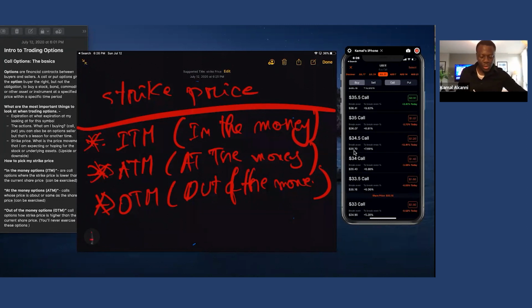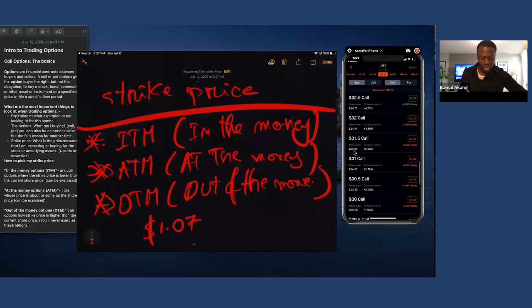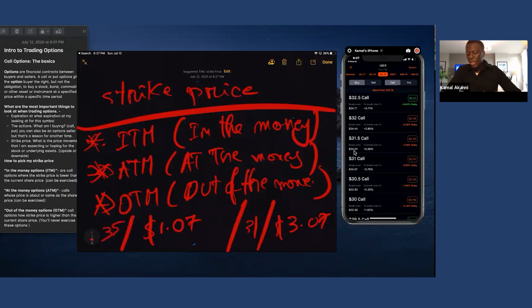That is why, if you're looking at the premium for the $35 call, the premium is $1.07, versus if I'm looking at an in the money call, let's say the $31 strike price, which is $3.07. This is the $35 strike price. So options that are in the money will always have a more expensive premium than an options contract that is out of the money.